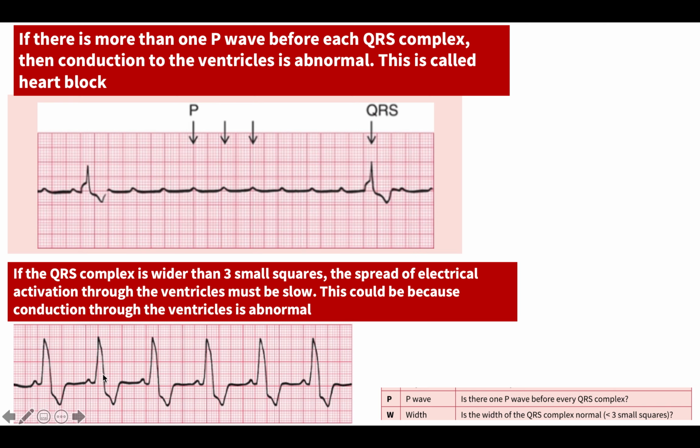Now, the width is very important. The width of the QRS, from earlier, you should know that there is meant to be 3 small square boxes, or 120 milliseconds, less than or equal to 120 milliseconds. Now, if there are more than 3 small squares, that means the spread of electrical activation through the ventricles must be slow. This could be because of abnormal conduction or something.